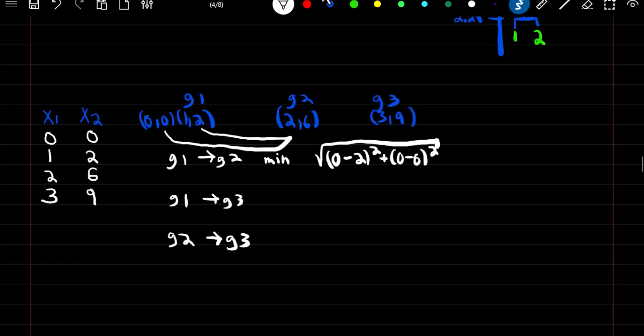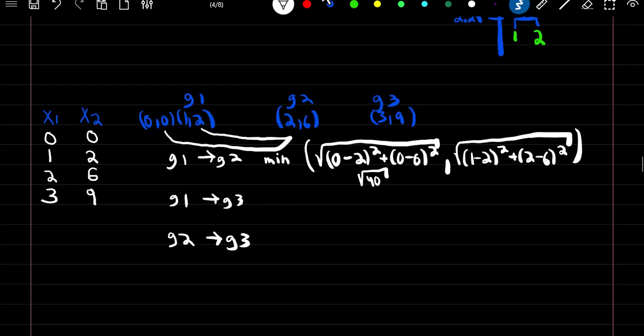So that's one possible value. And the other one is going to be the square root of 1 minus 2 squared plus 2 minus 6 squared. So that's our other possible value. Now, since we're using single linkage, we're going to take the minimum of these values. So this amounts to the square root of 40 and the square root of 17. Since the square root of 17 is less, that's going to be our distance between group 1 and group 2.